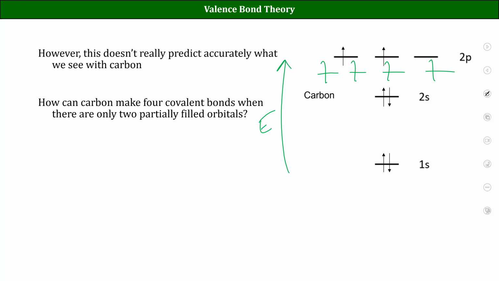So the reason that this happens is because just leaving it like this, yeah, the 2s is more stable this way, but you can't fill the valence shell without mixing the atomic orbitals together. And so that process is called hybridization.